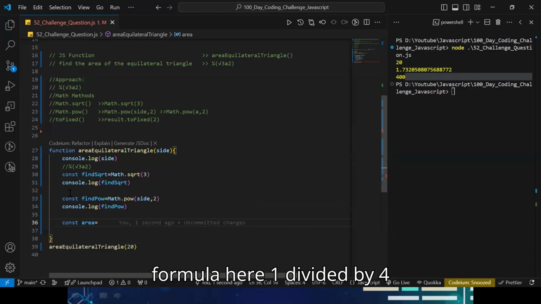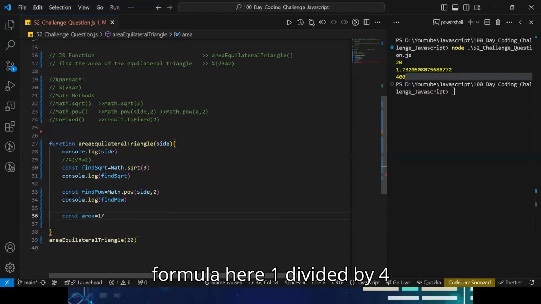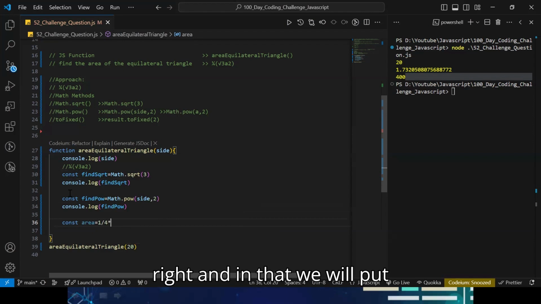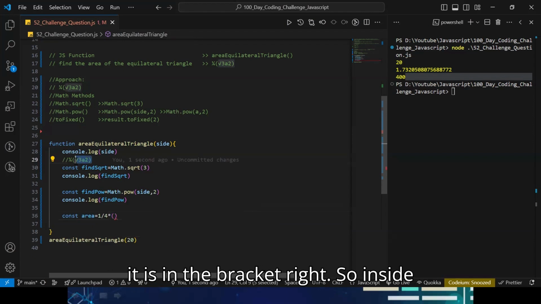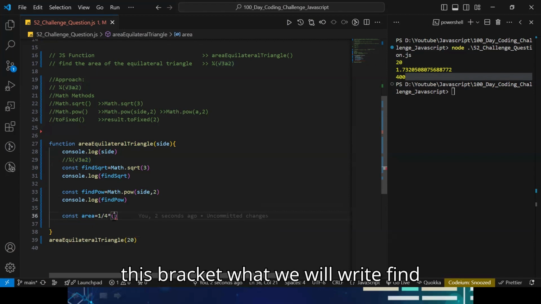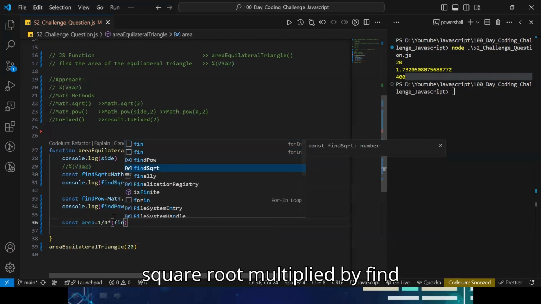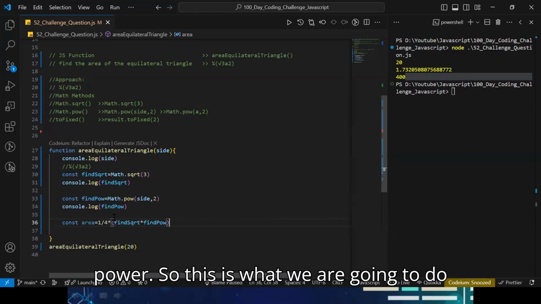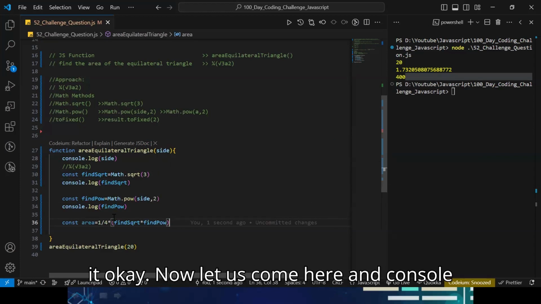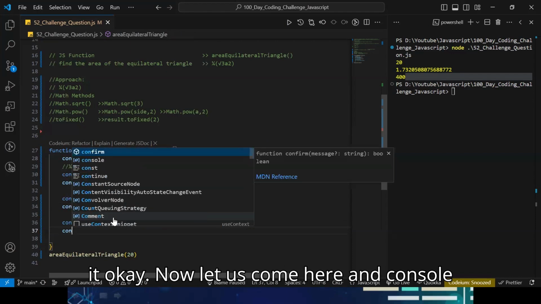So what is the formula here? 1 divided by 4, right? And in that we will put multiplication, and it is in the bracket, right? So inside this bracket, what will we write? Find square root multiplied by find power. So this is what we are going to do. Okay, now let us come here and console this out.